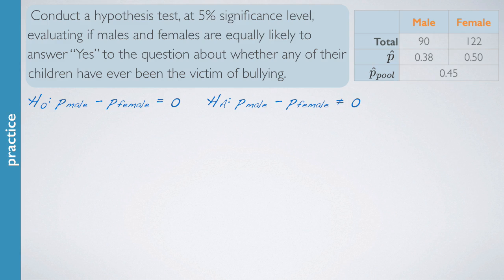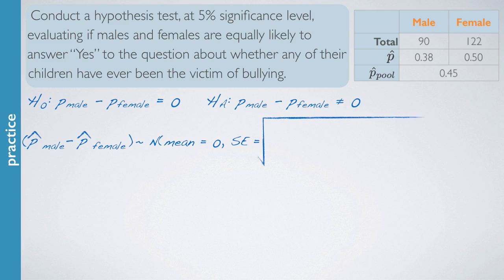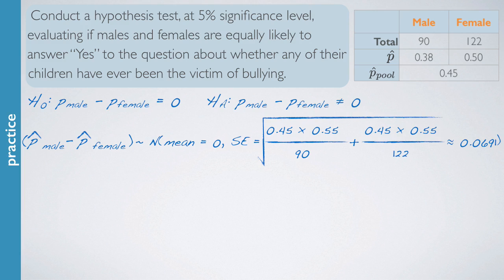Our ultimate goal with a hypothesis test is to calculate a p-value, but before we get there, we need a test statistic, and for that, we need to figure out our sampling distribution. The sampling distribution of the difference between the two sample means is going to be nearly normal, with mean 0. That 0 comes from our null value, and we know how to calculate the standard error using the pooled proportion. So that's 0.45 times 0.55 divided by 90, the number of males, plus 0.45 times 0.55 divided by 122, the number of females, and then we take the square root of the whole thing.